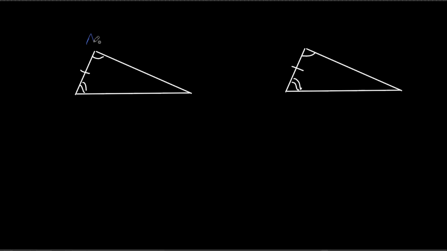So let's go ABC. Let's not do the primes on this one. Let's go XYZ. So if I told you that angle A was equal to angle X, and that angle B was equal to angle Y, and line segment AB was equal to line segment XY, that's enough to say that these triangles are congruent. I don't even have to know anything about side AC and XZ.